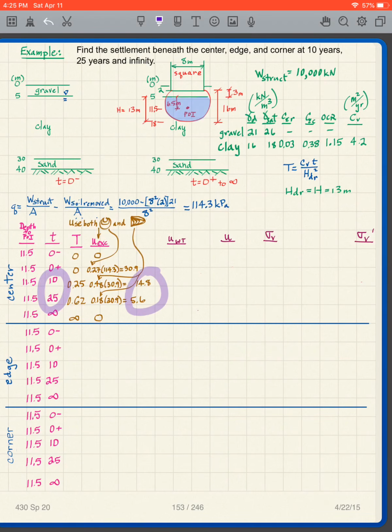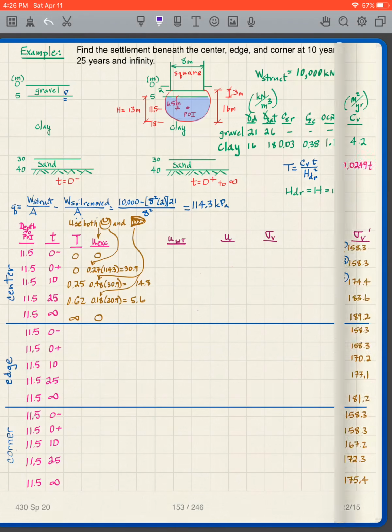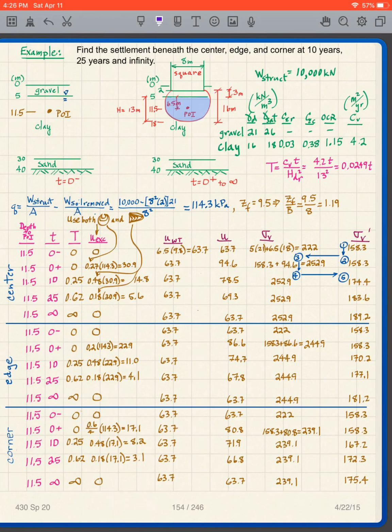Okay, so what I want you to do is pause the video and repeat exactly what I just did, but do it for the edge of the structure. So do that, pause the video. Okay, I'm assuming that you've paused the video and you've filled in these values, and hopefully you got these numbers here.